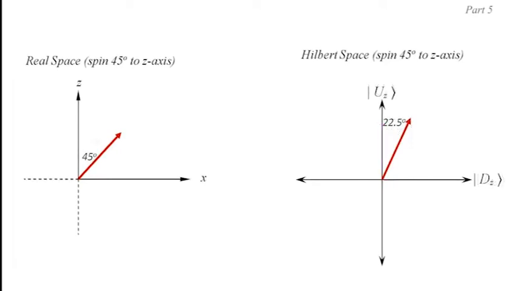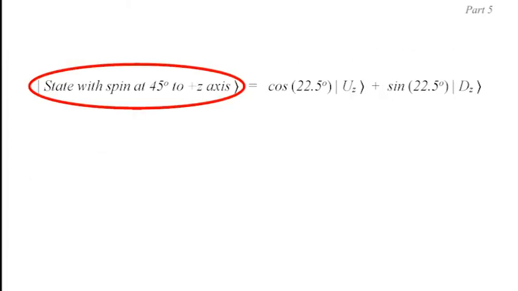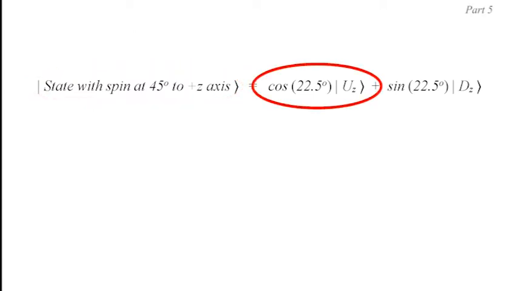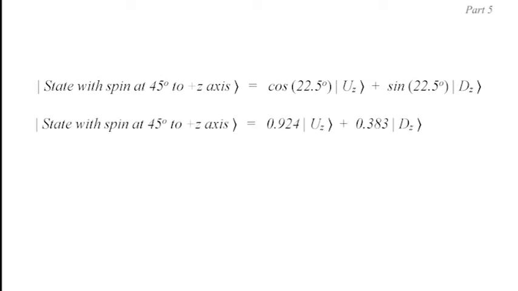So the state vector for this situation, this red arrow representing the spin state, could be written as the state with spin of 45 degrees to the z-axis in real space equals cos 22.5 times the up state plus sine 22.5 times the down state. Evaluating the cos and sine functions gives for the two coefficients 0.924 and 0.383. Now, the sum of the squares of these two coefficients obviously adds up to 1. Sine squared plus cos squared of any angle is 1. So the state is automatically normalized.